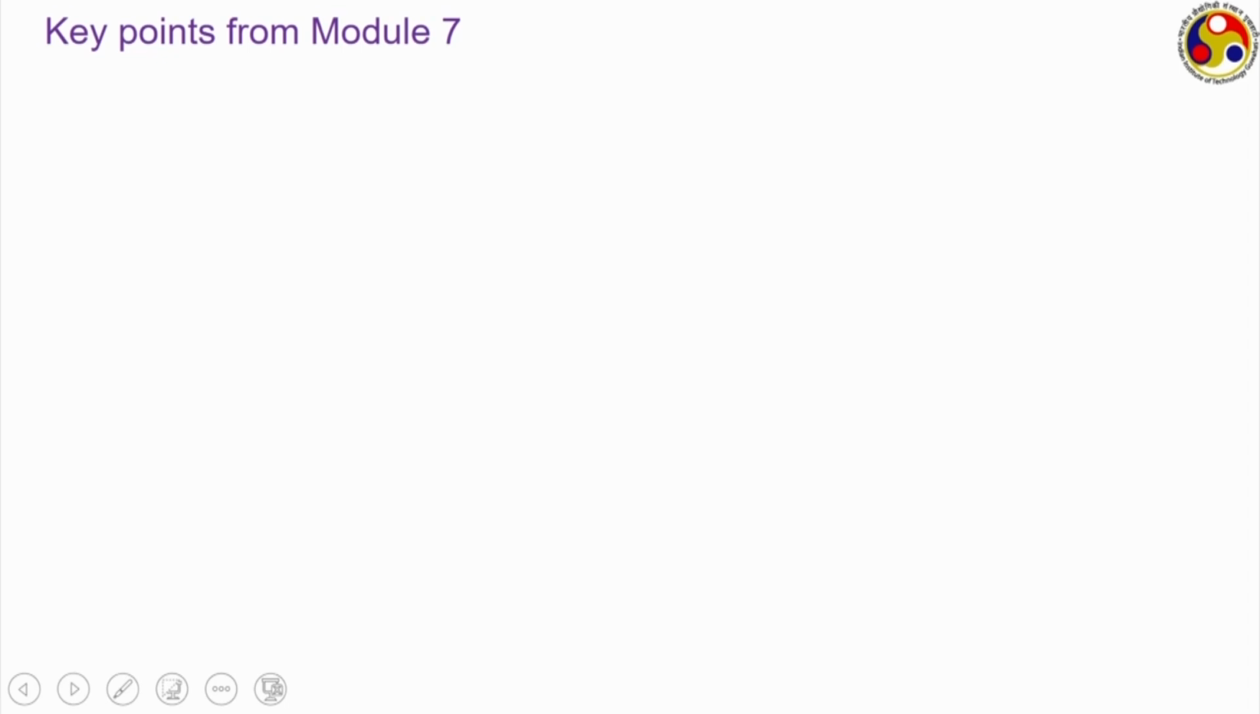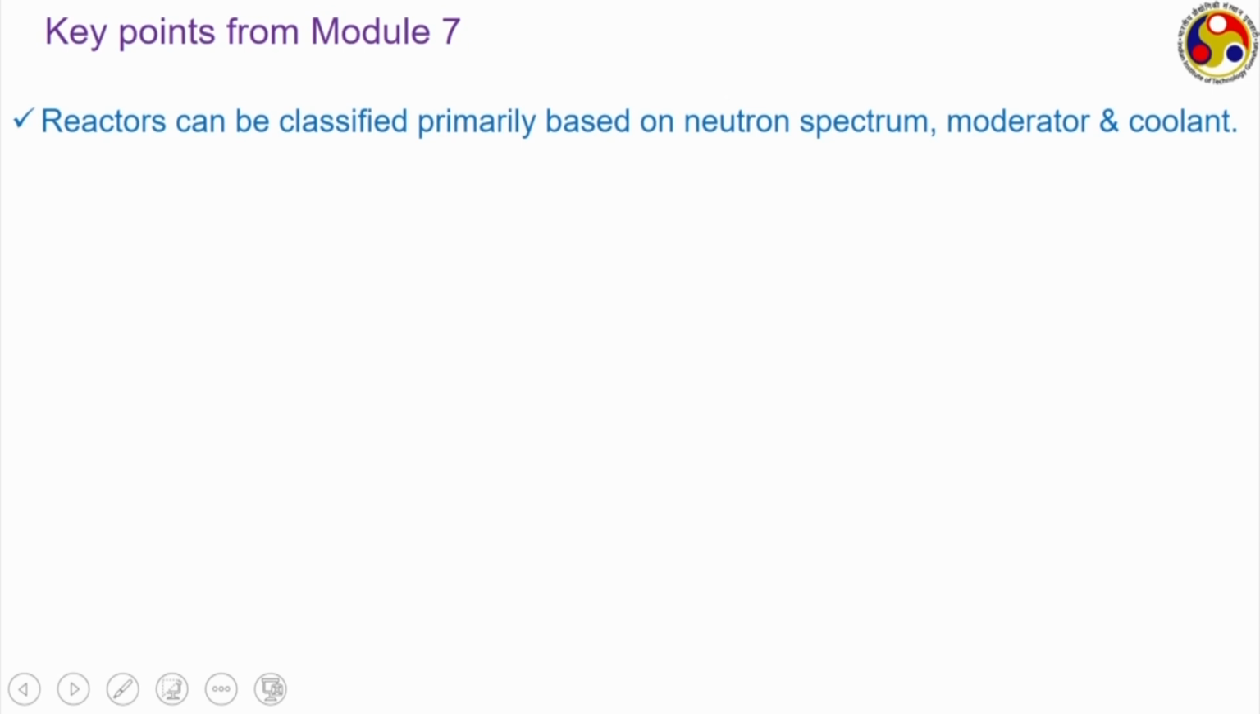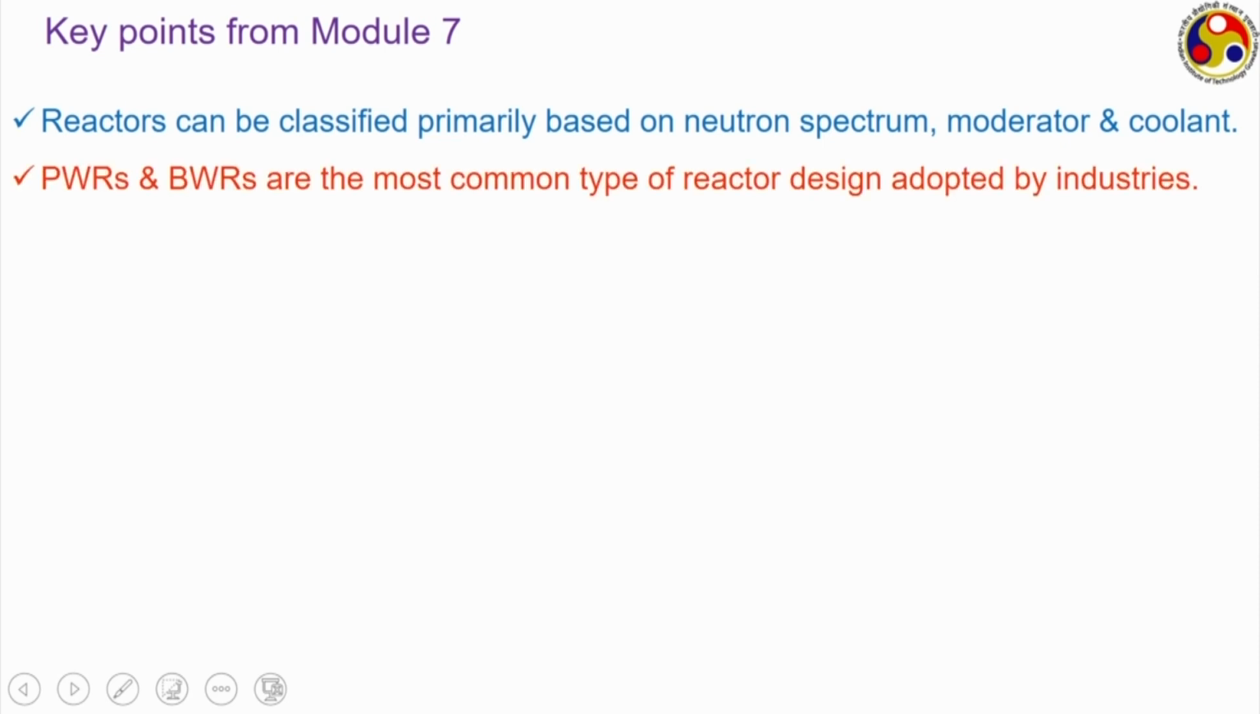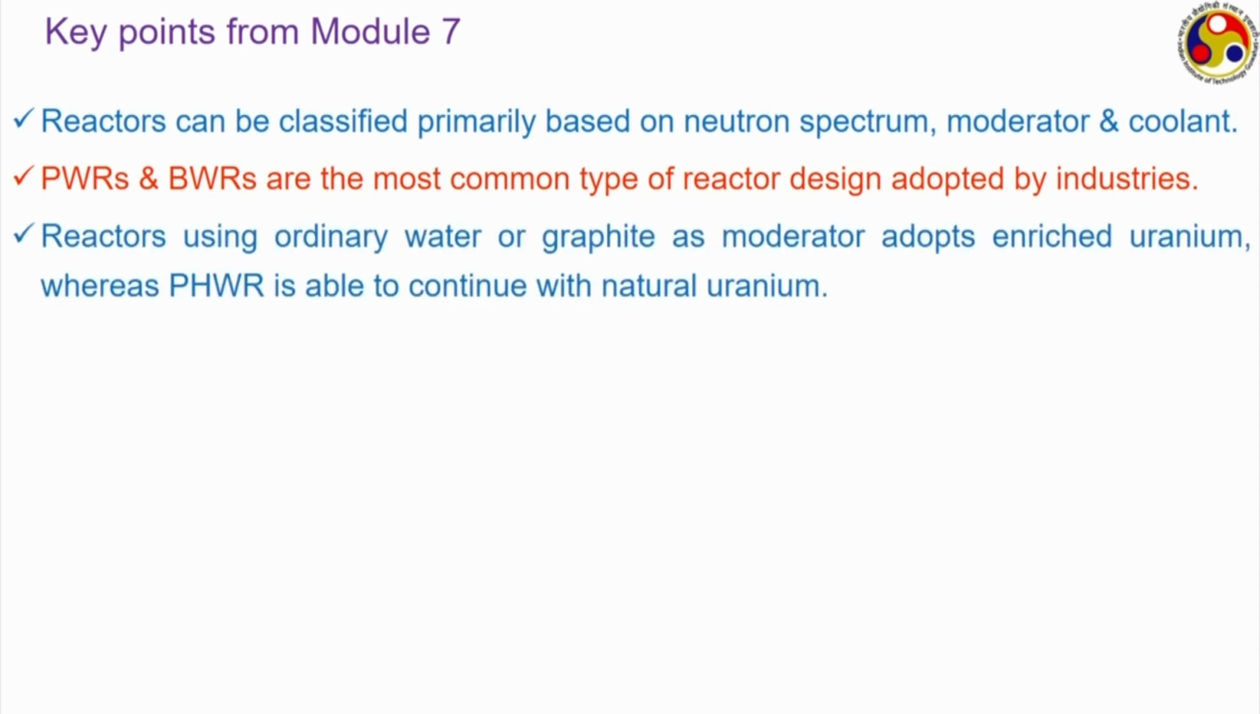So, this takes us to the end of this module 7, where we have discussed about thermal reactors. We now know that reactors can be classified primarily based on neutron spectrum, moderators and coolants. PWRs and BWRs, which fall under the generation 2 category, are the most common type of reactor designs adopted by industries. Reactors use ordinary water or graphite as the moderator. Like in PWR and BWR, they use enriched uranium. Graphite in gas cooled reactors also use enriched uranium. However, when we use heavy water, we can use natural uranium.